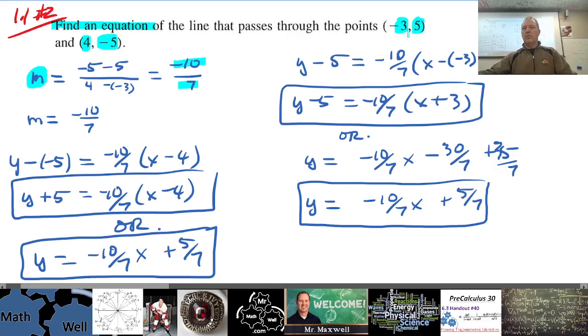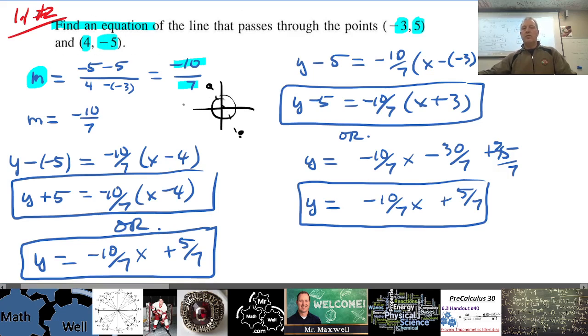Now, that's not the end of it, because we now have to build an equation using one of the points. We don't really know what the y-intercept is, so we can't go straight to y equals mx plus b, because the points that we're given are not on an axis. If you think about it, negative 3, 5 is right here, and 4, negative 5 is down here. So we're not exactly sure where this passes through.